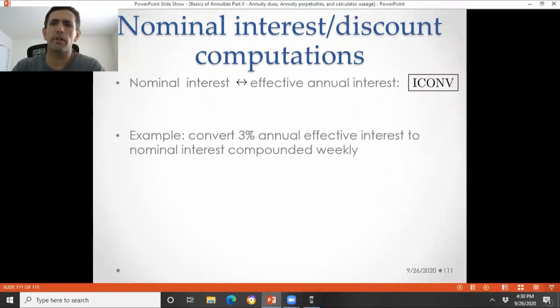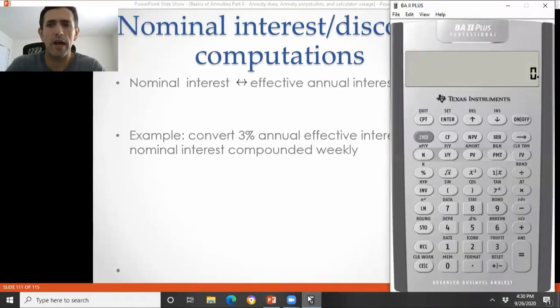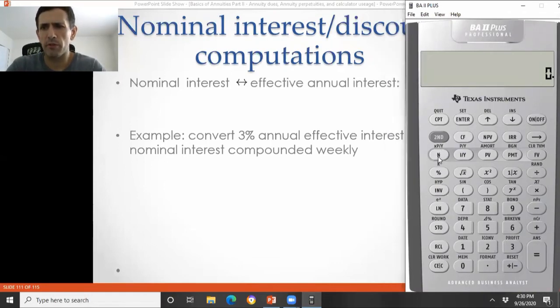Let's convert 3% effective annual interest to nominal interest compounded weekly. So many annuity and loan problems in practical finance involve nominal interest that it really is convenient to have a 1, 2, 3, snap your fingers, convert nominal to effective annual interest and vice versa. Though it is still very important for exam FM purposes to have a thorough understanding of the mechanics and how nominal and effective annual interest works.